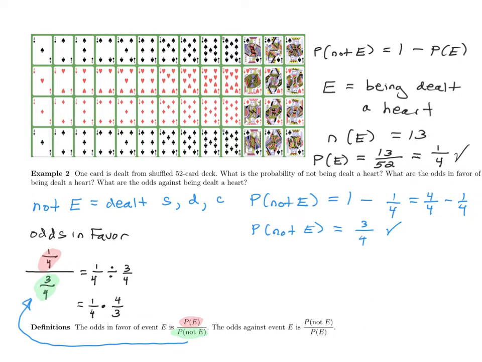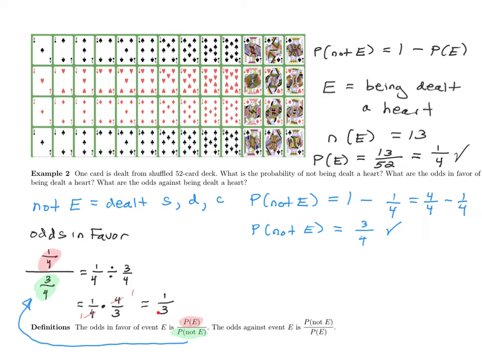And thankfully, this turns into an easy problem because we can cancel those 4s and they both become 1s. What we're left with is a 1 in the top and a 3 in the bottom. So here are the odds in favor of event E occurring. This number in the top corresponds to the numerator of the fraction in the definition. So for every one time that it does happen, 3 times it does not happen.